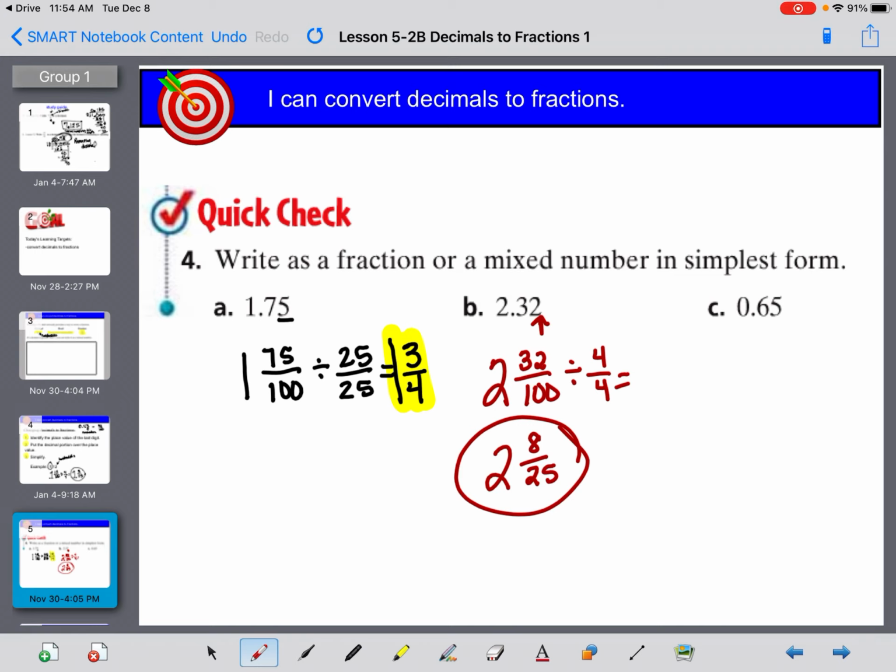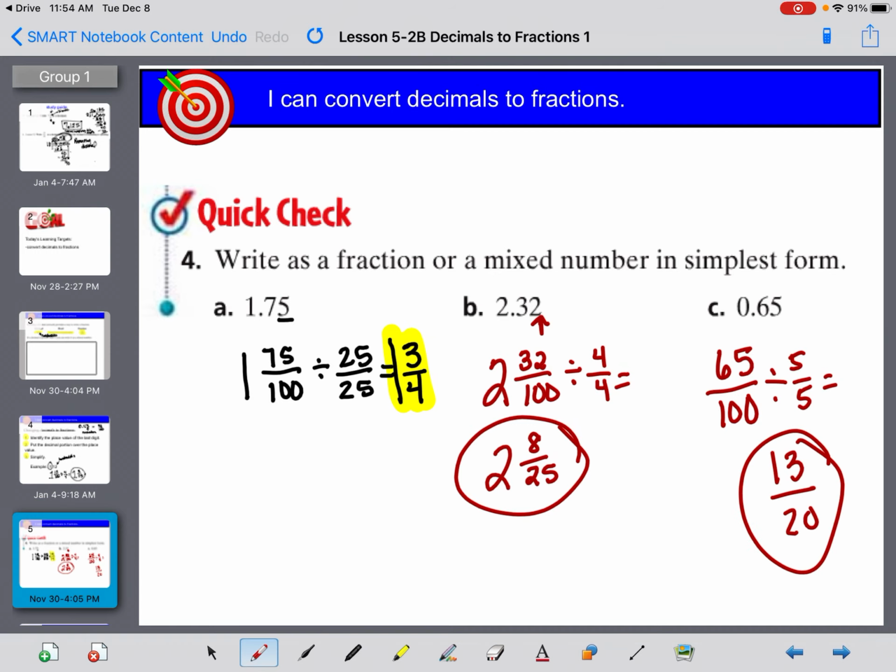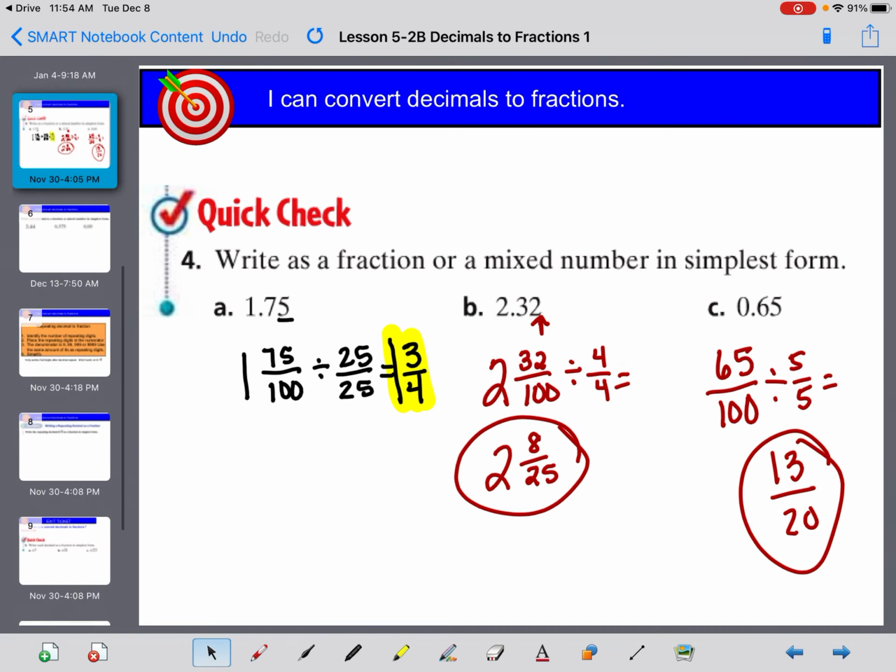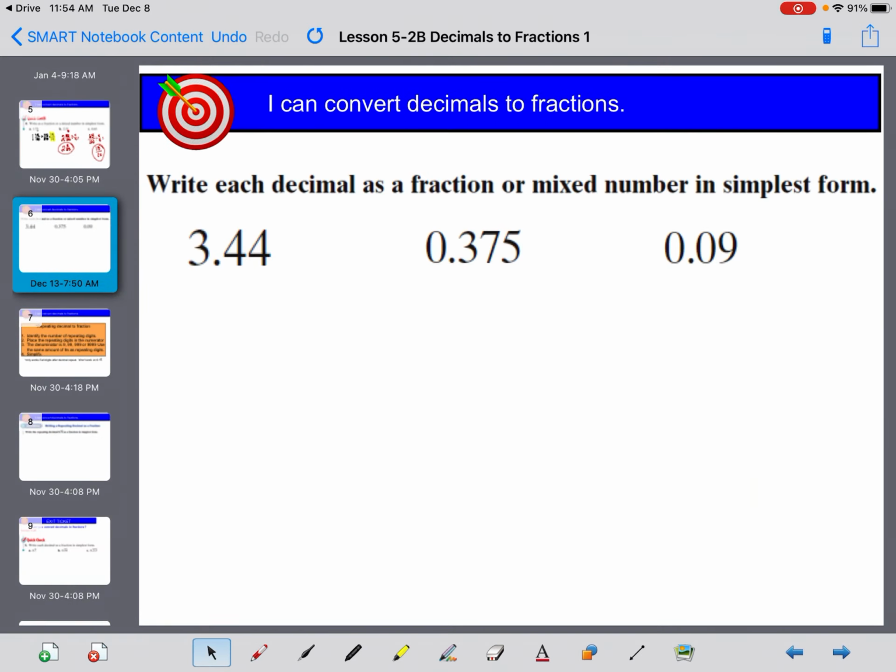The next one. This one doesn't have a whole number. This one has only the decimal, 65, and again, it's in the hundredths place. Let's divide this by 5 over 5, and I get 13/20. All right. Let's practice some more. Try all 3 of these on your own, and come on back when you're ready to compare your answers to mine.